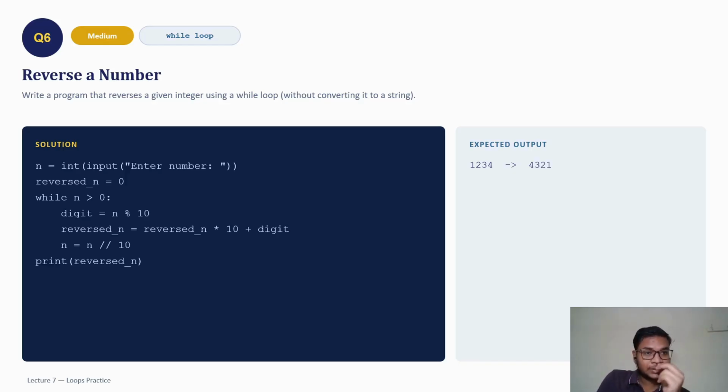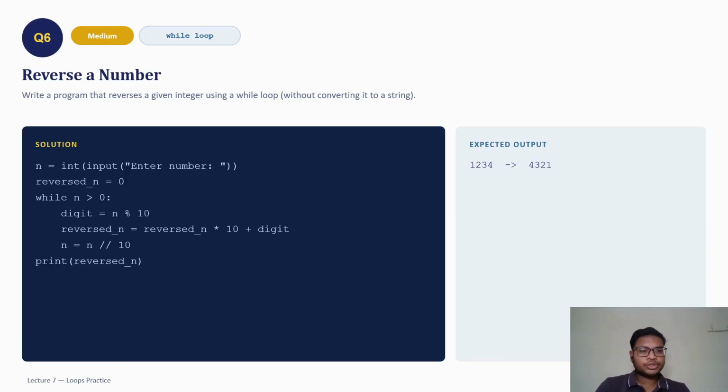The question is a medium level question, and we can solve it with the help of a while loop. So it is just a reversal number. The question is: write a program that reverses a given integer using a while loop without converting it to a string. Okay, what does it mean? Without converting it to a string, with the help of a while loop.